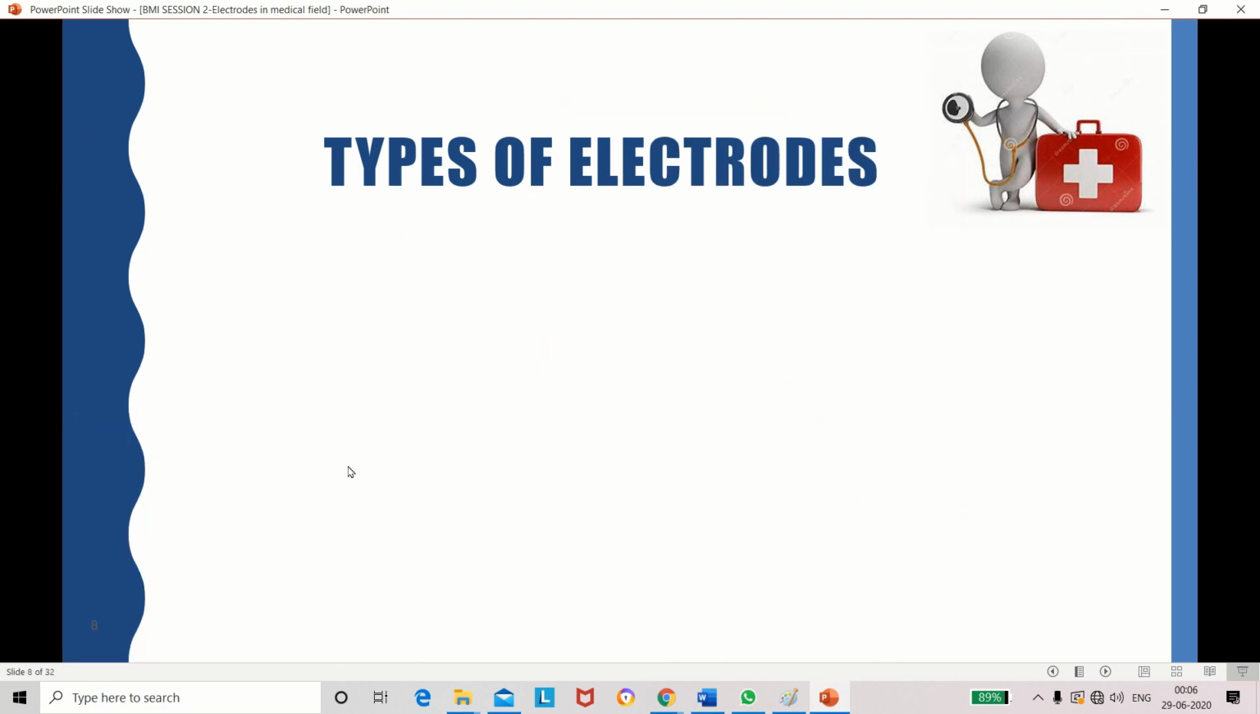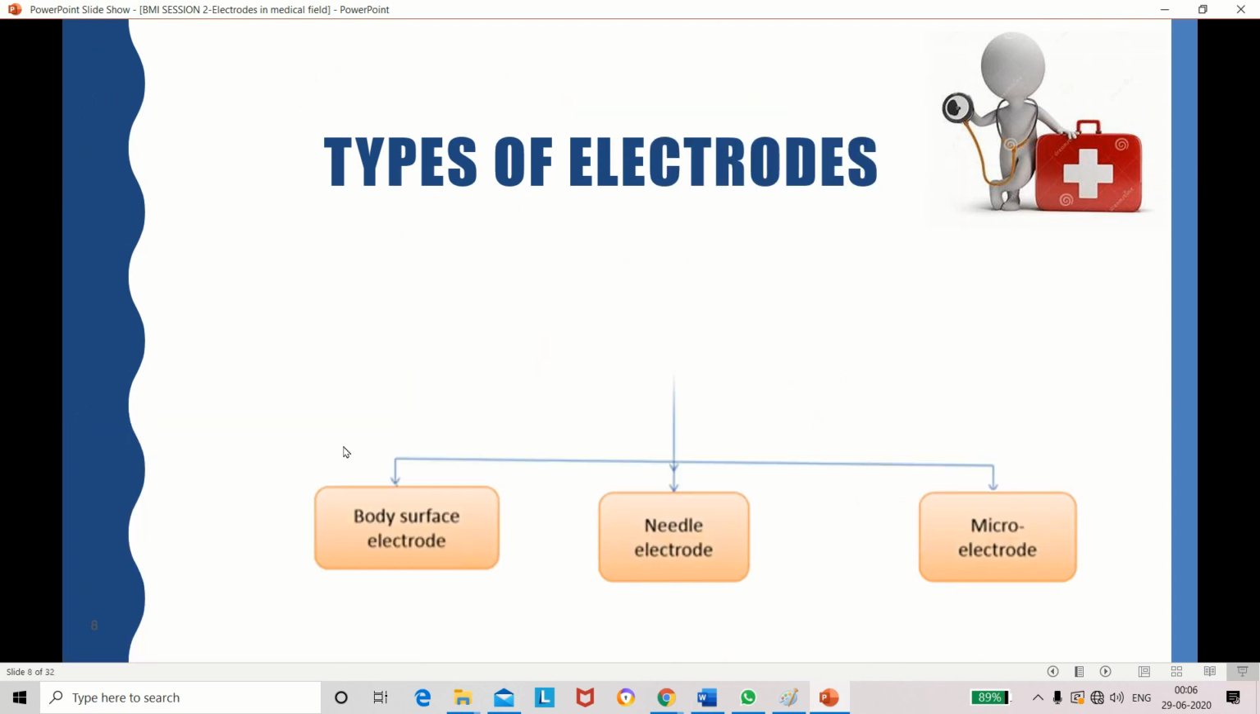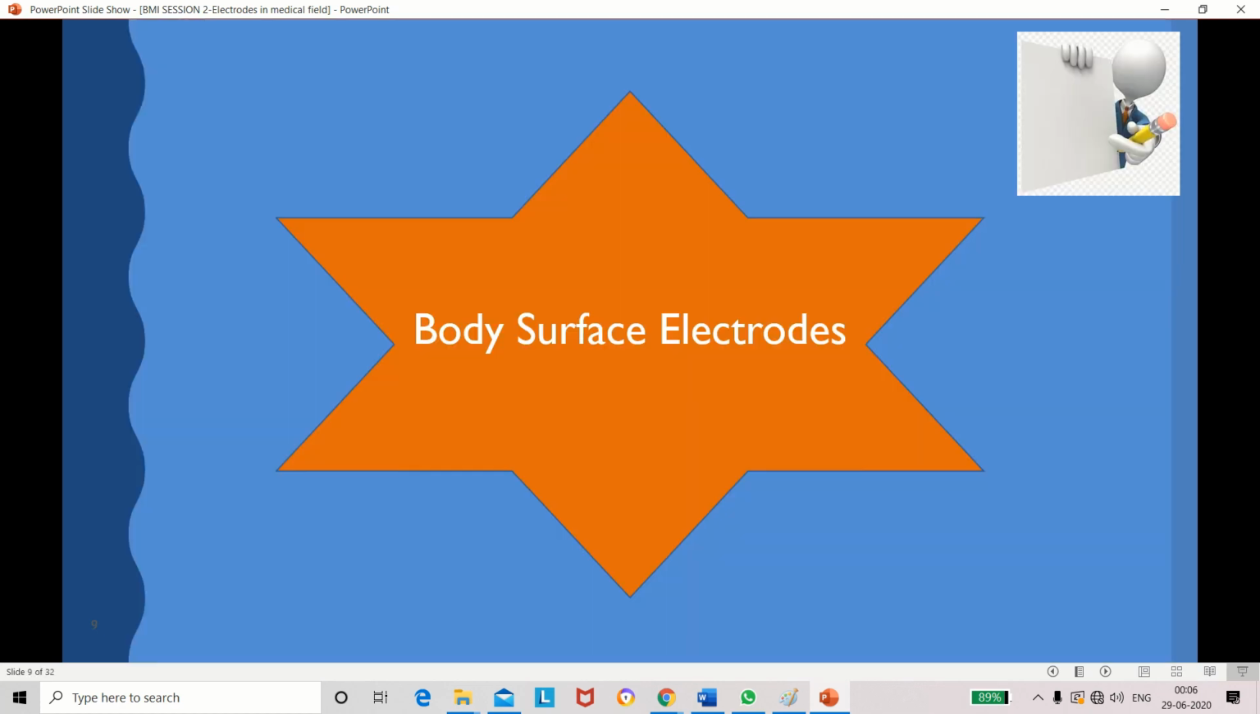Now, let us discuss the different types of electrodes. There are different types of electrodes. The first one is the body surface electrode. The second one is the needle electrode. The third one is the micro electrode. Let us discuss all the topics one by one. The first topic is body surface electrodes.